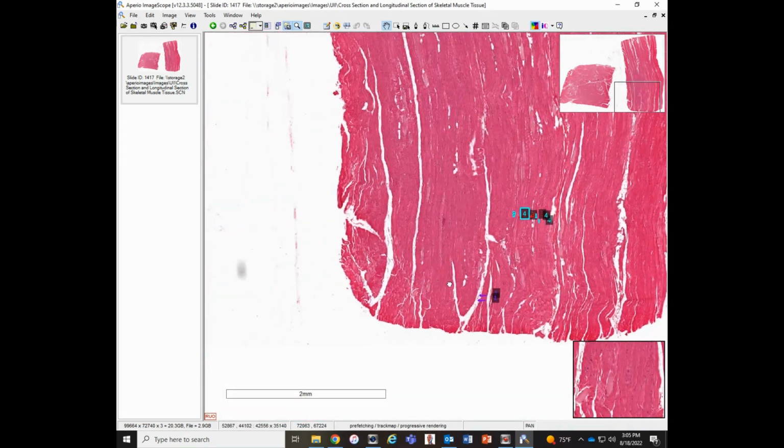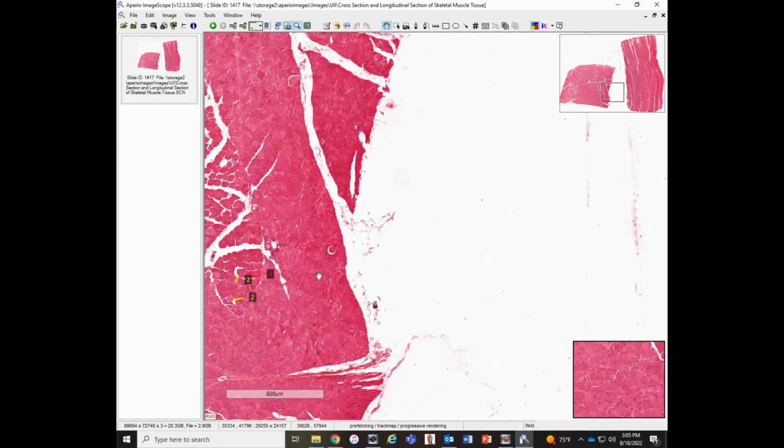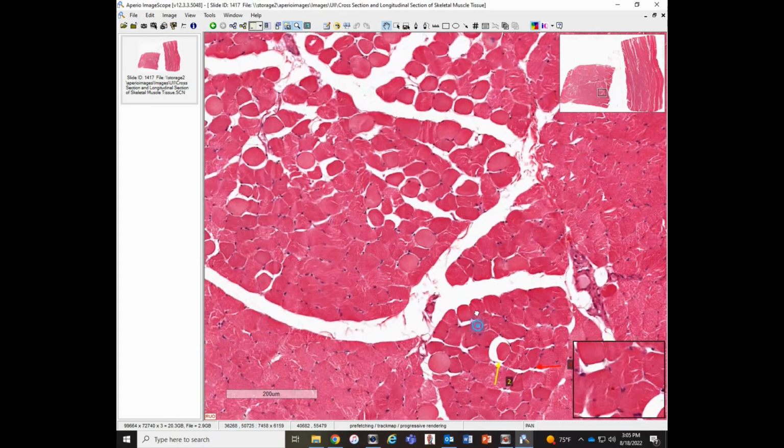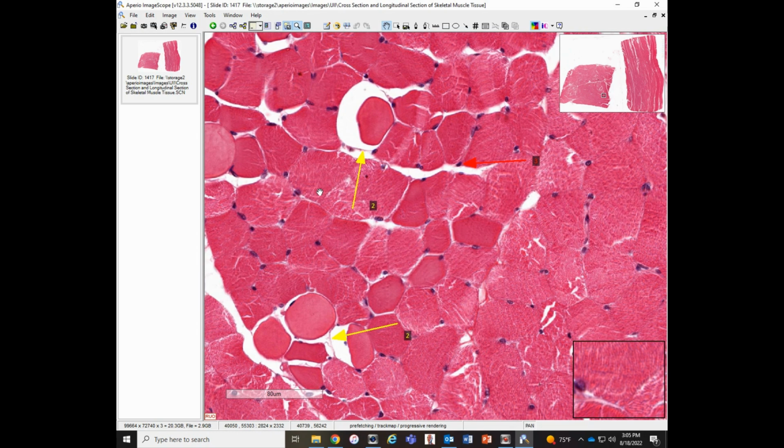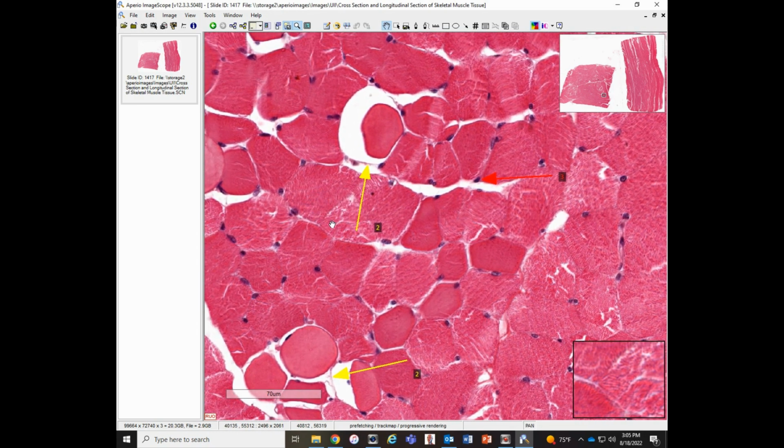Now moving back over to our cross section here, let's take a look at the remaining areas and tell me what you think 2 and 3 are. 2, these lighter arrows are indicating the endomesium around each individual cell, whereas 3 is once again pointing to that peripheral skeletal muscle nucleus.